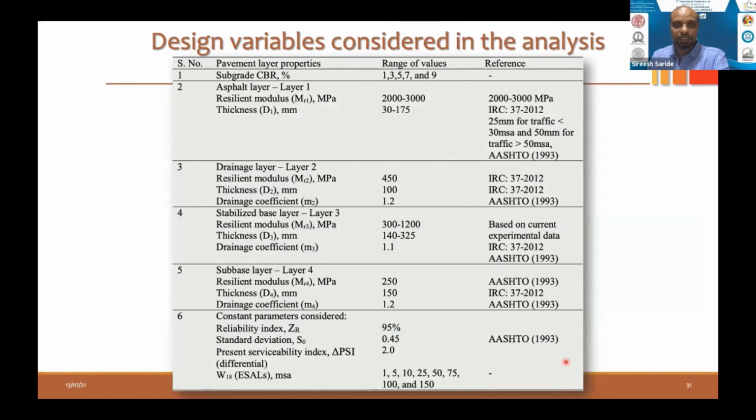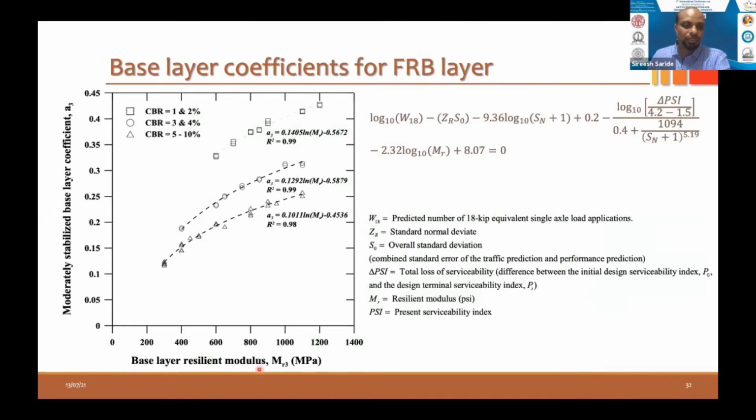I'm not going into detail here, but this is a graph that shows the base layer resilient modulus of the RAP material with layer coefficients here. And we did not propose one single unique curve here, because the pavement design or pavement thickness of each layer will completely depend on the CBR value. If the subgrade is very poor, we cannot have a one-size-fits-all kind of design here. That is the case earlier.